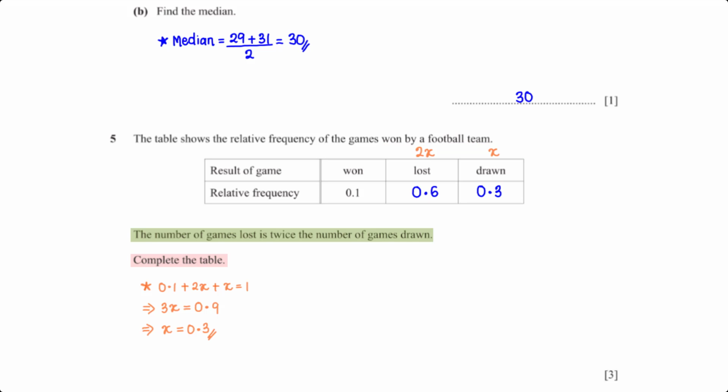The sum of all the relative frequencies should be equal to 1, and so we have 0.1 plus 2x plus x equals 1. When we group like terms and divide through the equation by 3, we get x to be 0.3. Now that we know the value for x, the relative frequency for the number of games drawn will be 0.3. And the relative frequency for the number of games lost will be 2 times 0.3, which is 0.6.